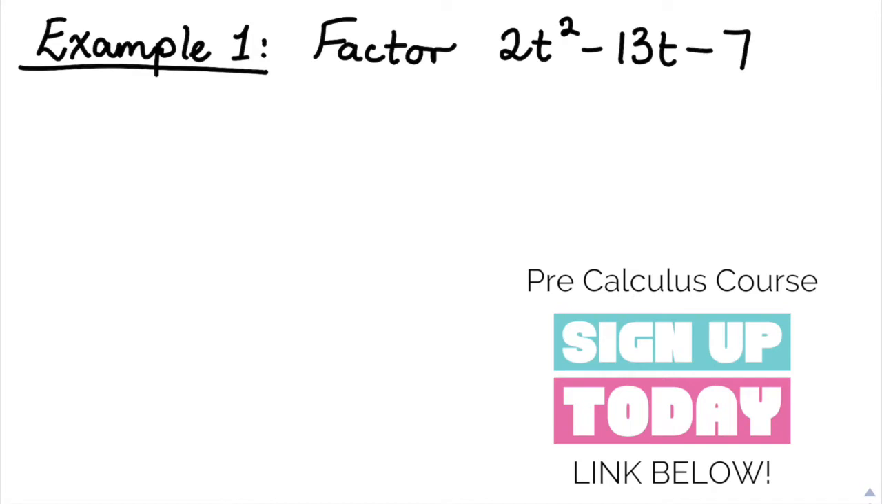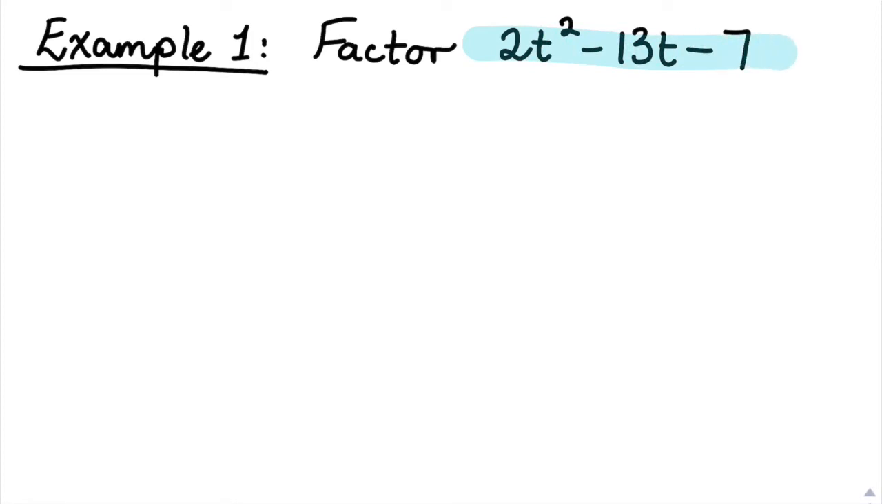In this first example, we are being asked to factor the expression 2t squared minus 13t minus 7. You'll notice that we have a coefficient out the front of our t squared. This can sometimes make you feel as though it's a little bit more confusing to solve, but never fear, I'll teach you how. The very first thing we want to do when we are factorising any expression is to see if we can take out a common factor. In this case, there's no common factor of 2, negative 13, and negative 7. So we'll just move on.